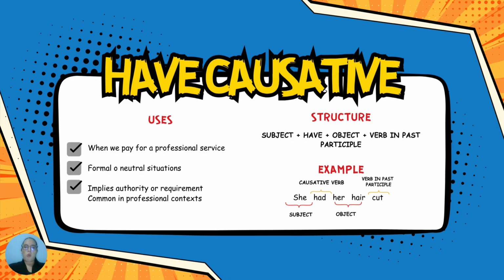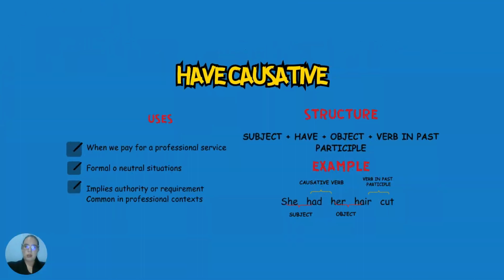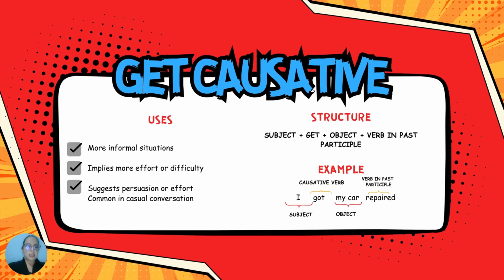In this sentence, we have all aspects of the structure. We have subject, we have causative verb, we have object, and we have a verb in past participle. It's important to know the tense form because the causative verb changes with the tense that we can use in the sentence, right? Now, let's continue with get as a causative verb.